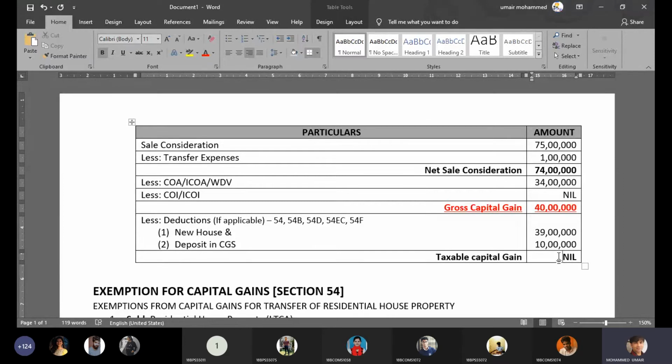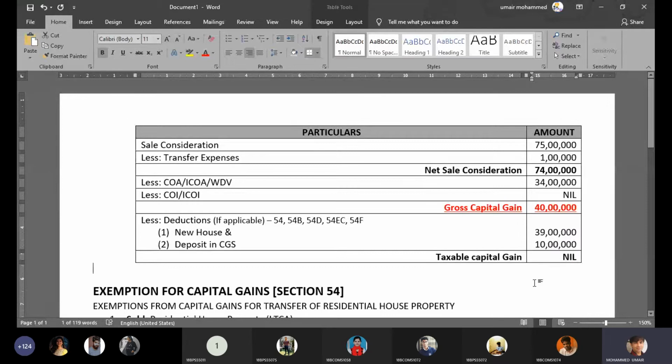But sometimes students get confused. Okay, 40 lakhs minus 49 lakhs is minus 9 lakh. So they end up writing minus 9 lakh here, which is incorrect. This is where you have to pay attention. The question here is, I have made 40 lakh rupees profit. Have I reinvested this 40 lakhs? If I have done so, then my taxable capital gain will be nil. That's it. Don't write a negative amount here, because you have utilized your 40 lakh rupees. You don't have any taxable profit on which you have to pay capital gain tax, so your capital gain tax will be nil.